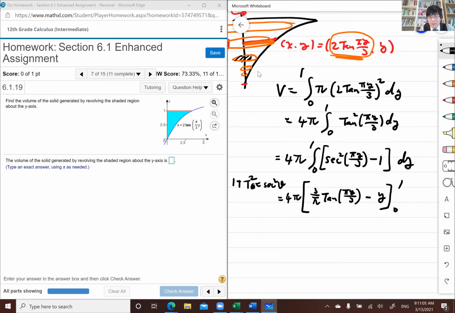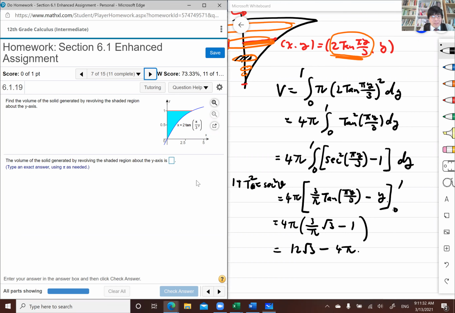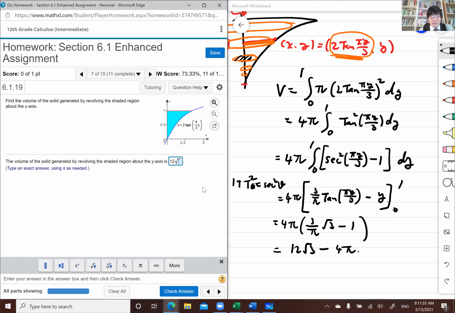Now plug in 1, you're going to get the tangent of pi over 3, which is square root of 3. Tangent 60 degrees is square root of 3, minus 1. And if you plug in 0, you're going to get tangent 0, which is 0. So it's going to be 12 square root of 3 minus 4 pi. So the answer in exact form is 12 square root of 3 minus 4 pi.